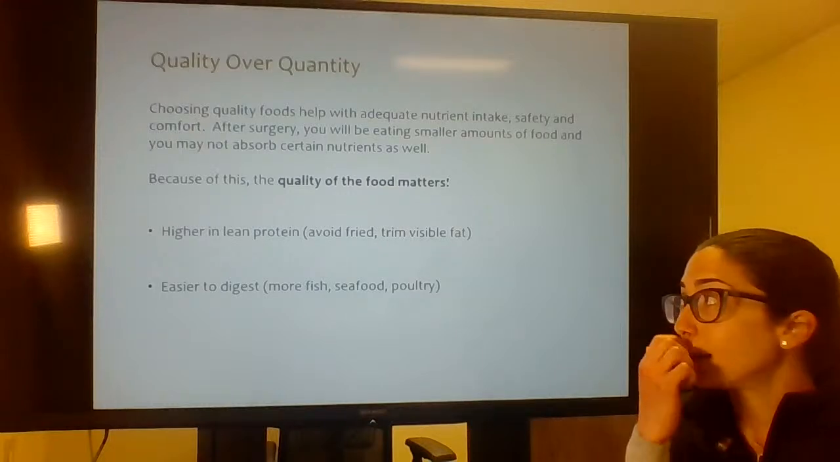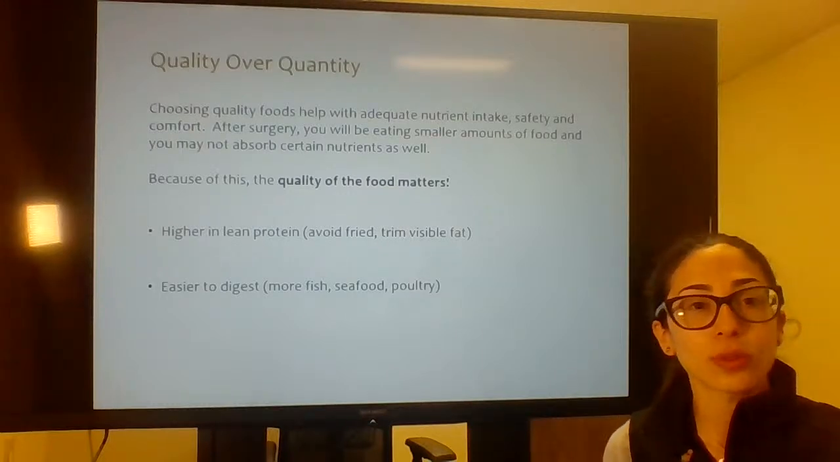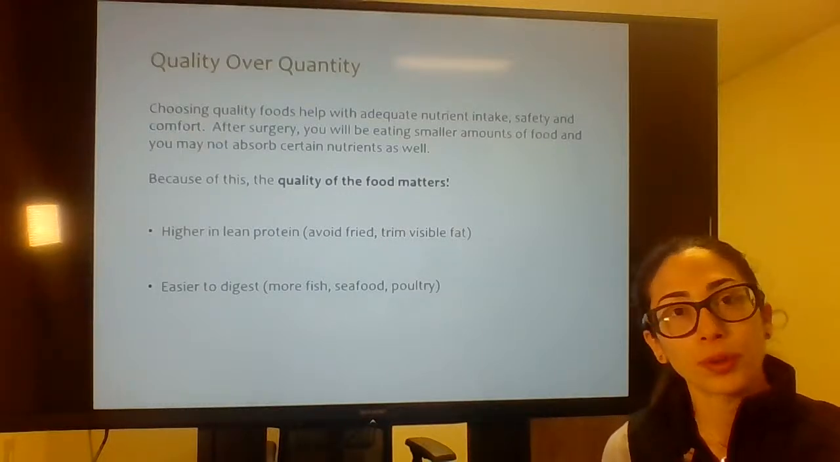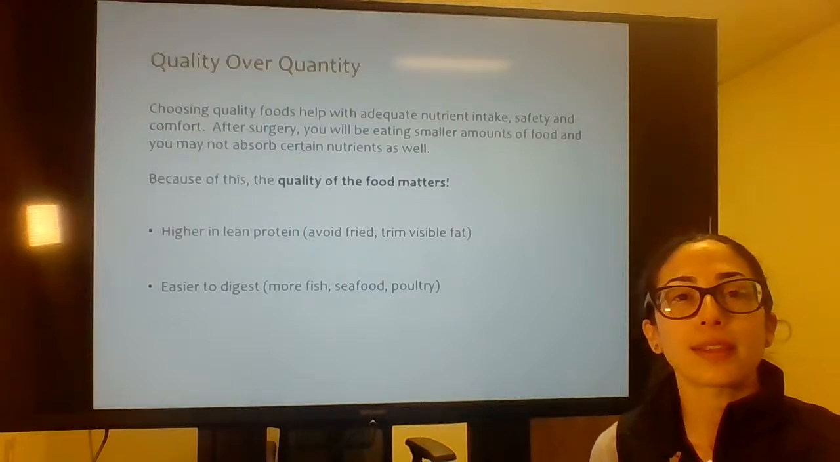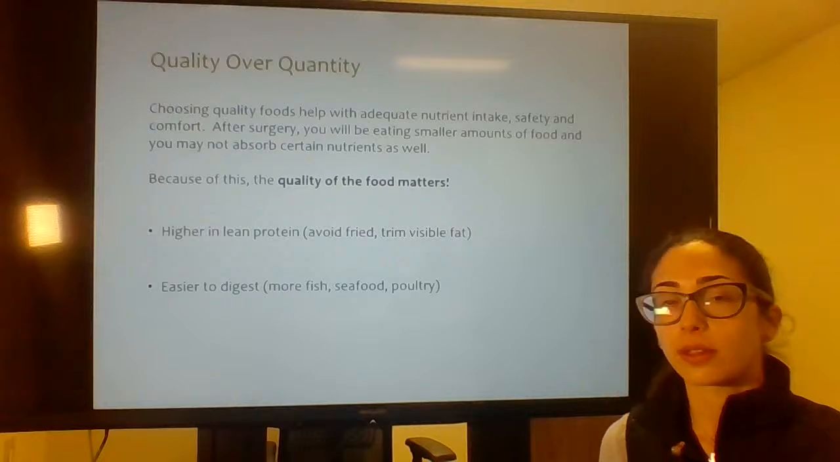Some of the things that you may hear are choosing lean sources of protein. So sources of protein that don't come in with a lot of the fat content. That way you get that protein without the calories. So that's one of the things.